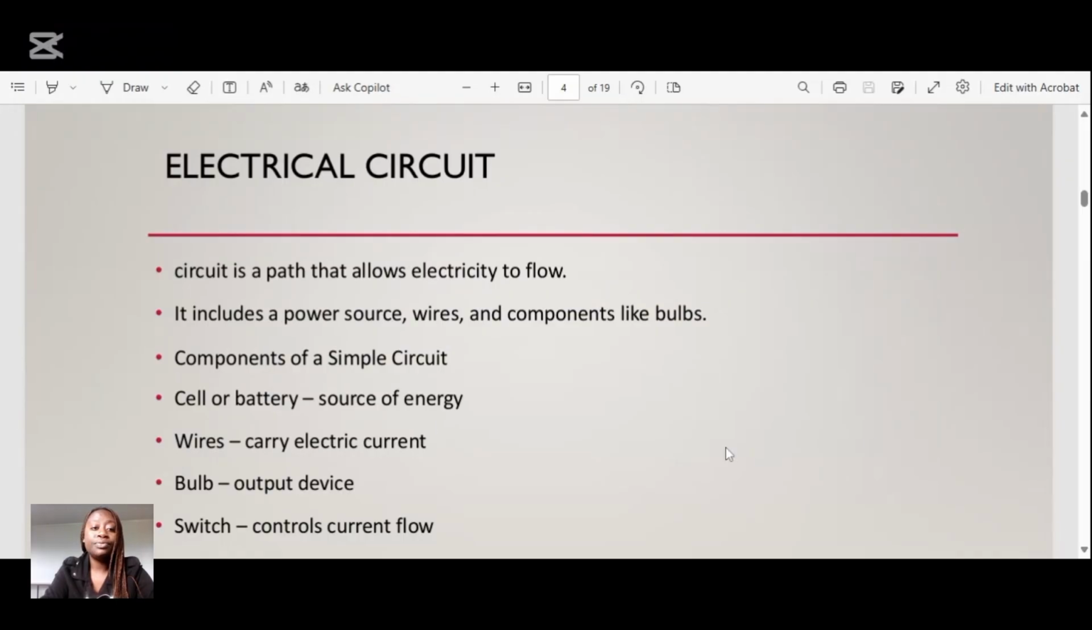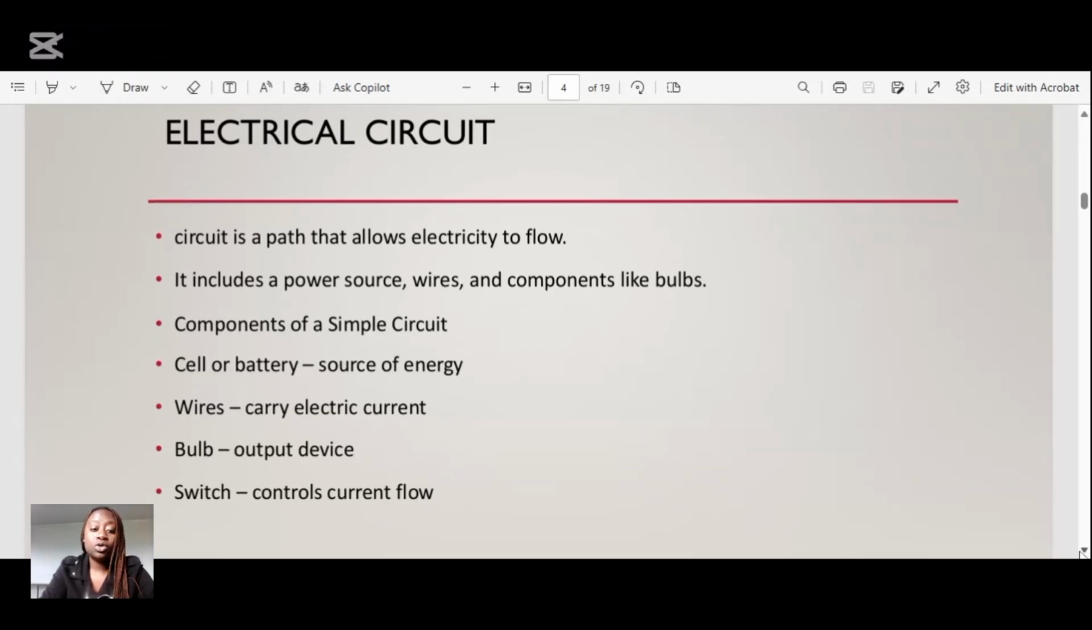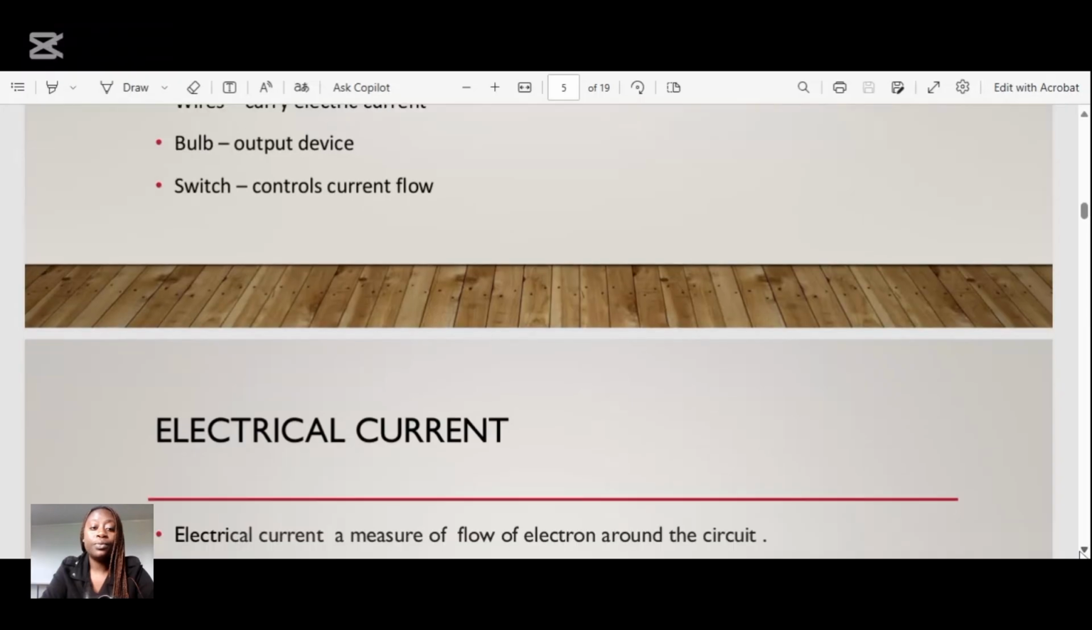An electrical circuit is a path that allows electricity to flow. It includes a power source and wires with components like a bulb. The components of a simple circuit are: a cell or a battery, which is a source of energy; a wire, which carries electrical current; a bulb, which is an output device; and a switch, which controls current flow.